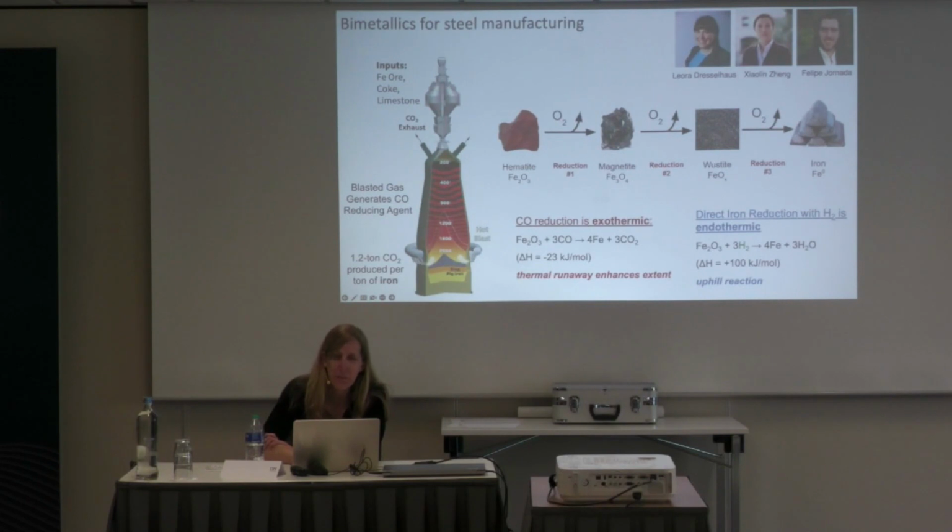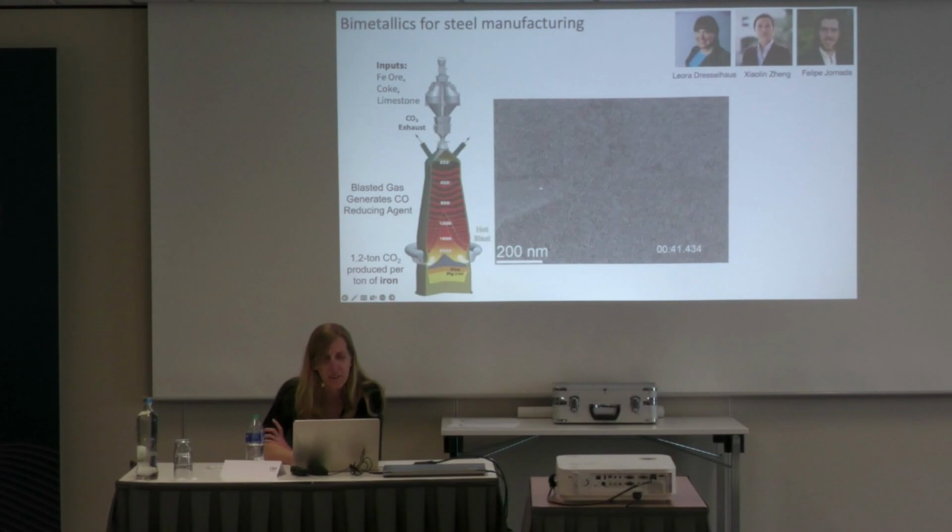So my colleague Leora Dresselhaus and also Xiaoling Zhang and Felipe and I have been trying to think about how we can do direct iron reduction with hydrogen. So now you have Fe2O3 plus hydrogen. That gives rise to the same iron that you need, so 4 Fe. But instead of giving rise to greenhouse gas emissions, you just get water in the process. The challenge is that it's an uphill reaction. So the idea was maybe we could use light to be able to drive this reaction.